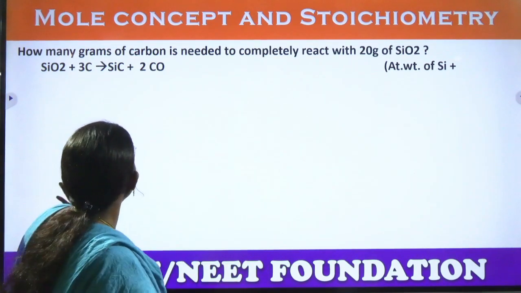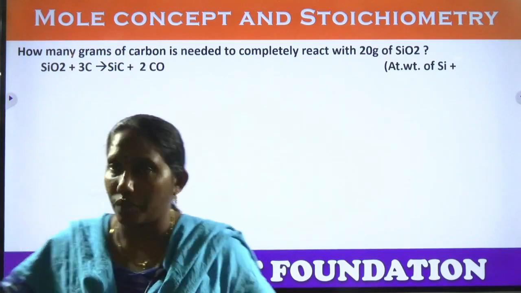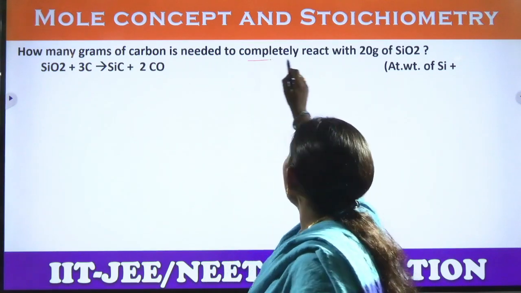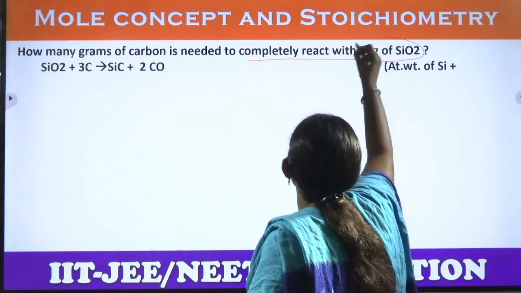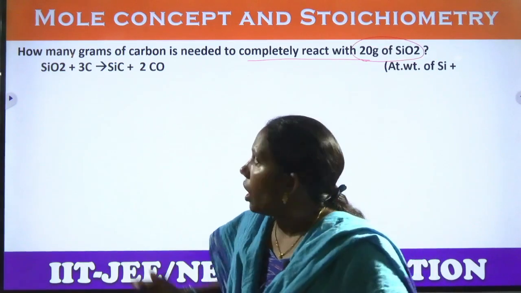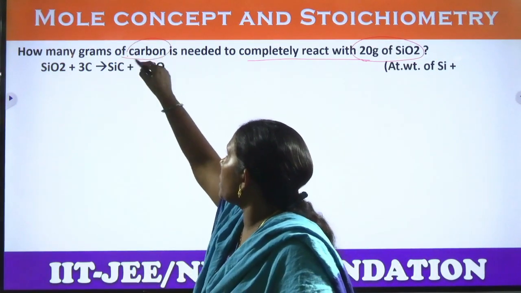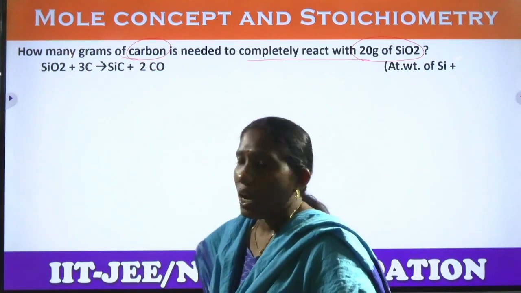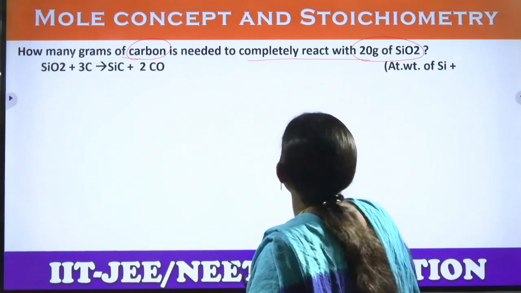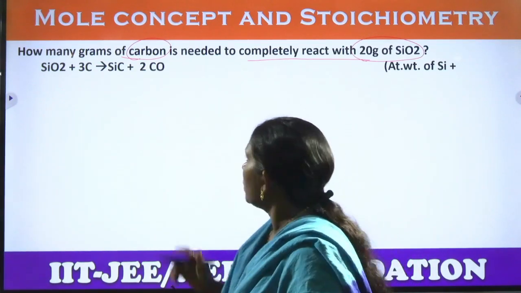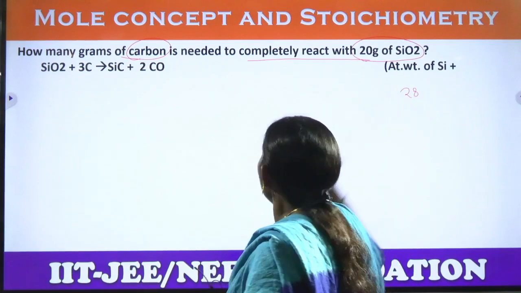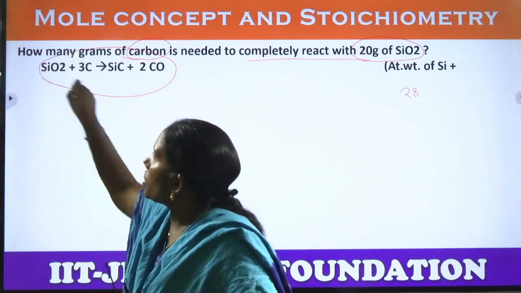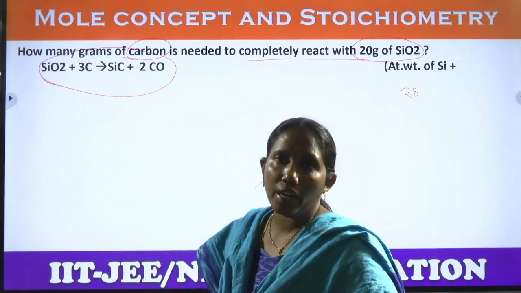See here the question given: how many grams of carbon are needed to completely react with 20 grams of silicon dioxide? Here they have given the atomic weight of silicon, which is 28. So this is the equation, the relation between the silicon dioxide and carbon that they have given.